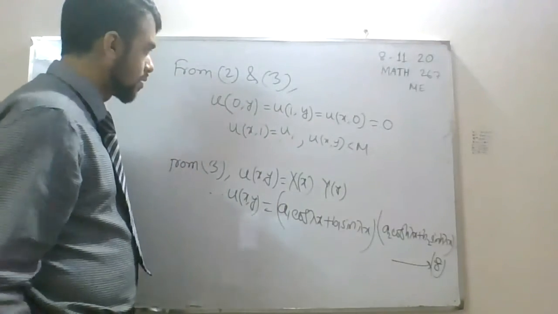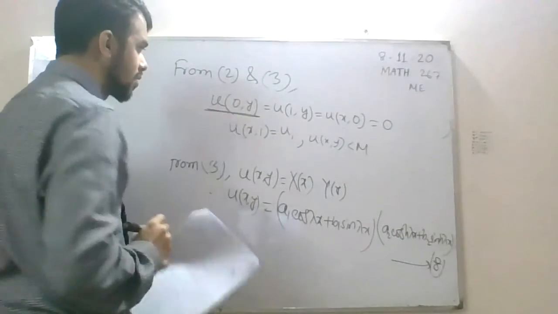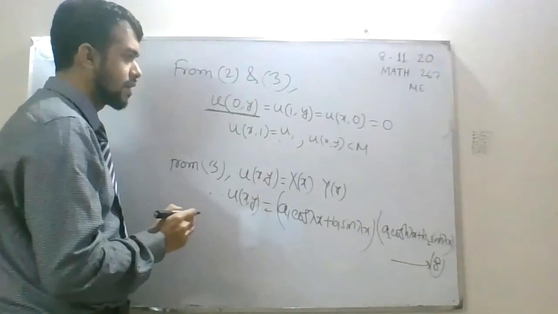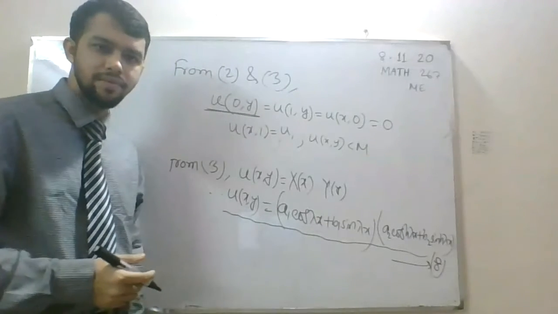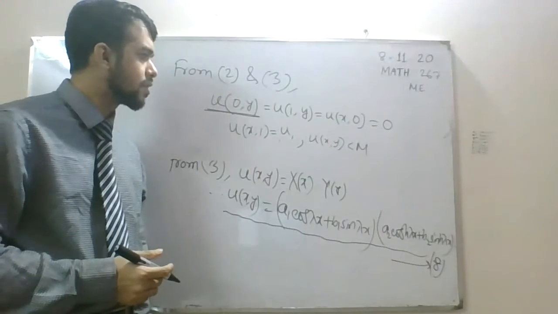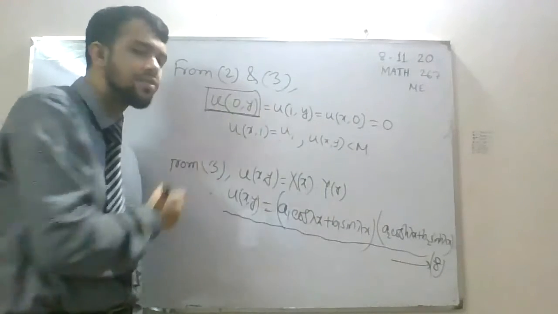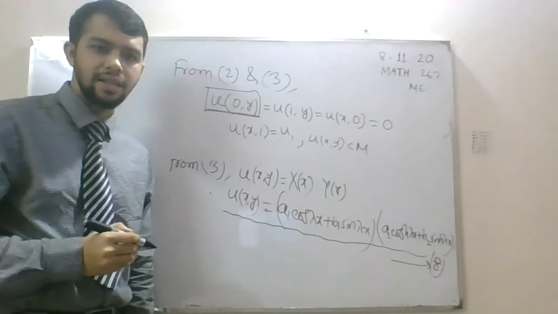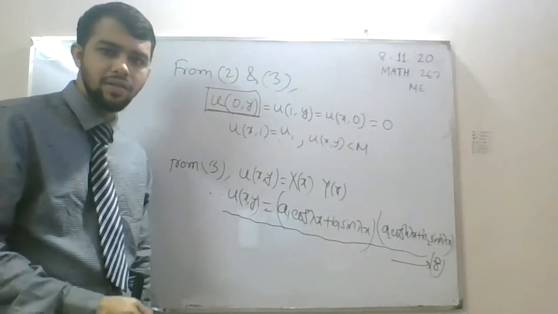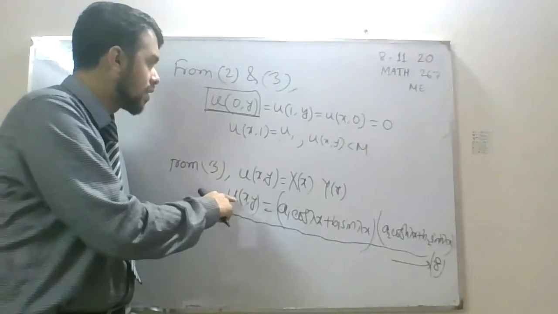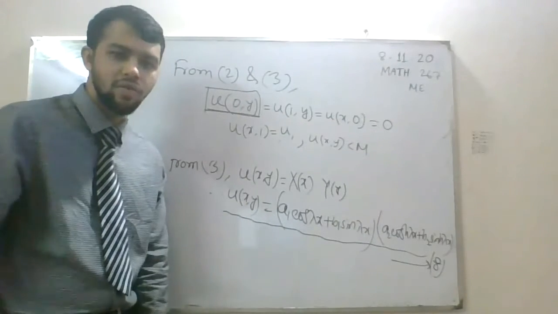So if we use these conditions, u(0, y), then what will our equation turn into? You have to use this one at first, where u(0, y). Okay, so here is your solution, u(x, y) equals to this. Now you have to put x equals to 0 in here. So if you put x equals to 0 in here, then what will be our result?